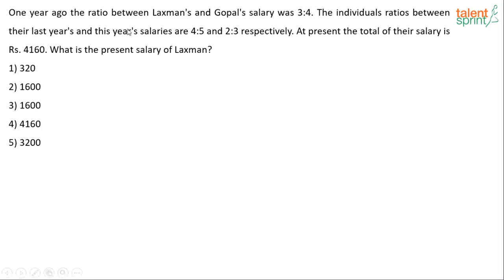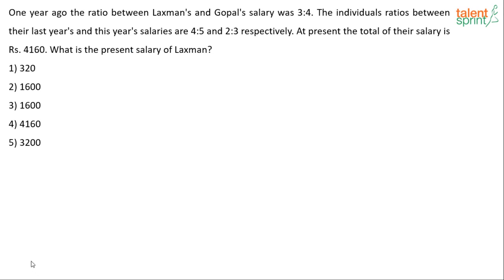It says 1 year ago the ratio between Lakshman's and Gopal's salary was 3:4. The individual ratios between their last year's and this year's salaries are 4:5 and 2:3 respectively. At present the total of their salary is rupees 4,160. What is the present salary of Lakshman? I'll leave you with this for about a minute.